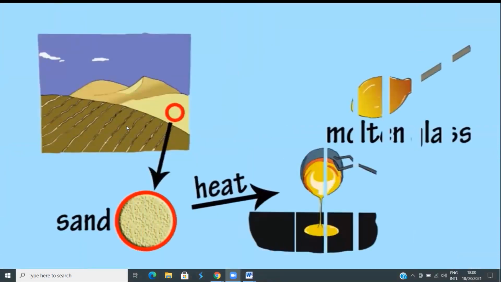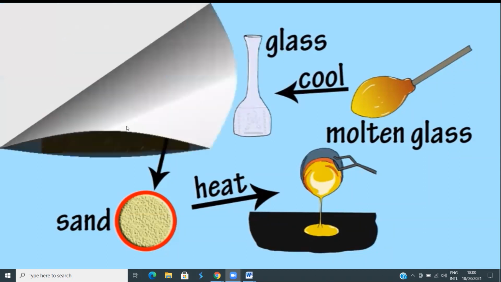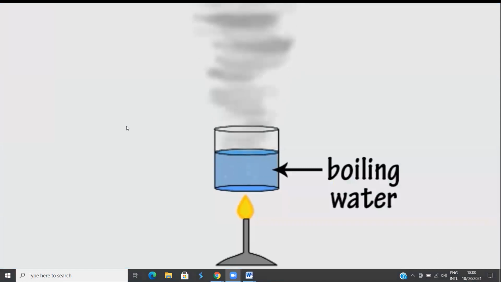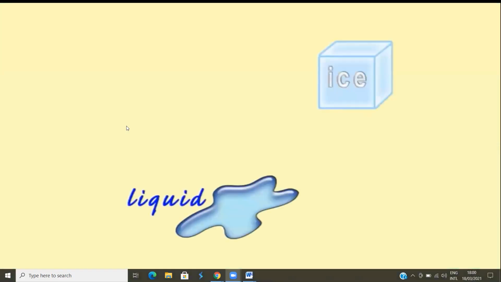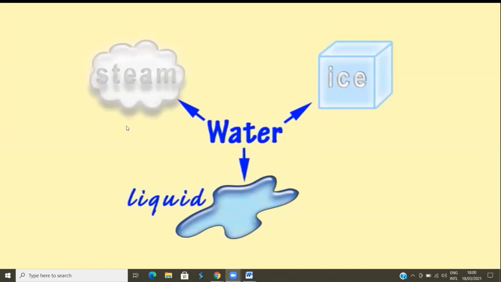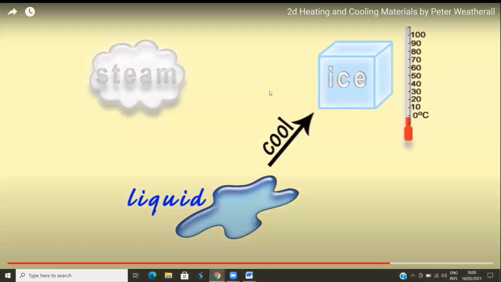A similar thing happens with sand. If it is heated to very high temperatures, it will turn into molten glass. And when this is cooled down, it turns into the hard material we know as glass. What happens when you heat liquid water up until it boils? It turns into steam. Ice, liquid water, and steam are different forms of the material water. When water is cooled down below 0 degrees Celsius, it forms solid ice.